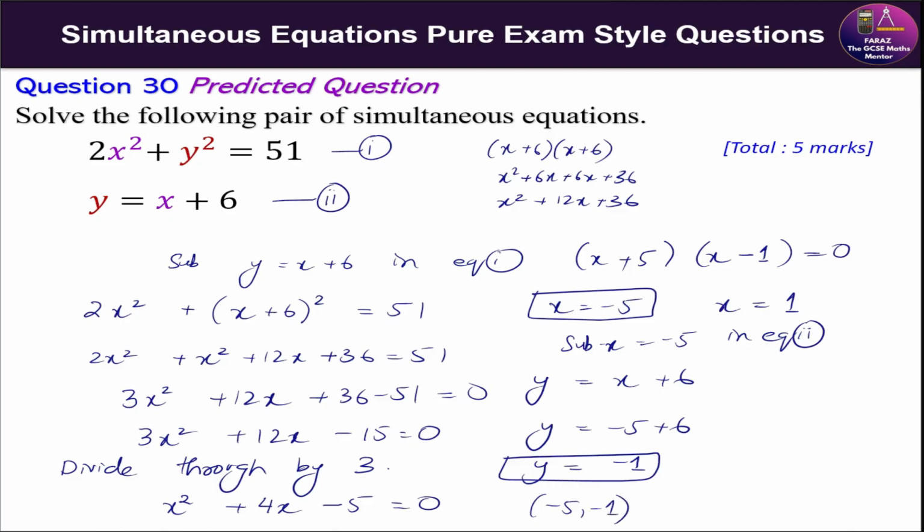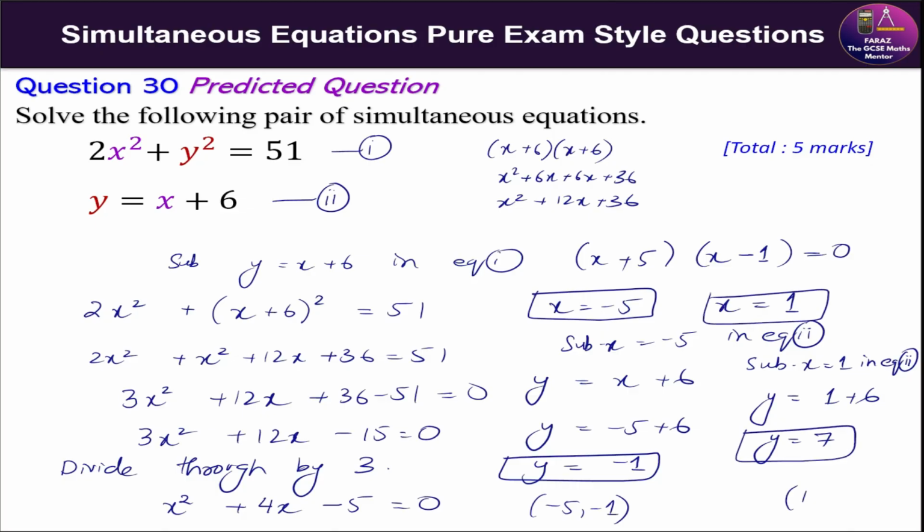And to do it further, we will substitute x equals 1 in equation number 2. So that would give you y equals x plus 6, which means 1 plus 6, and that would give you y equals 7. So we have x as 1 and y equals 7. 1 comma 7, another intersection coordinate. These are the solutions. Lovely, another 5 marker done and dusted with substitution, expanding brackets and neat factorizing. Great mix of skills here.